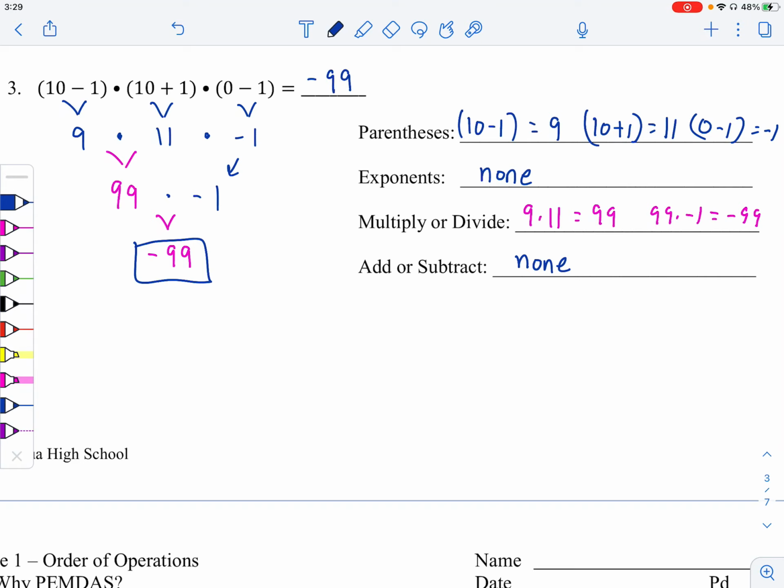So just go through each step and write in your work right here on the side in parentheses, exponents, multiply, divide, add, subtract. If there's nothing, put none there. Right? And always check your answers in the answer key.